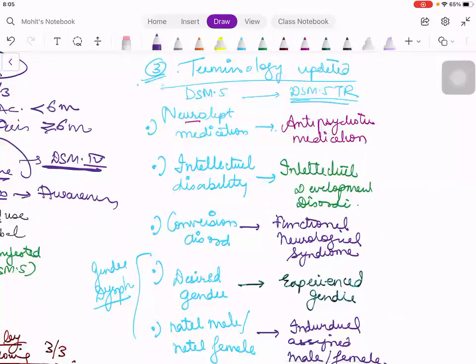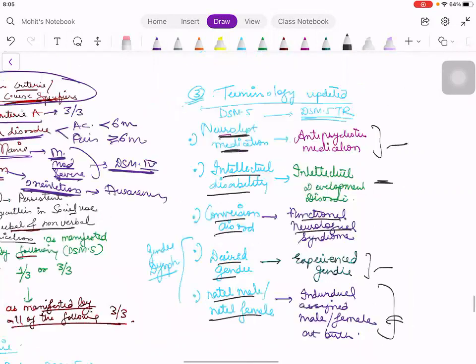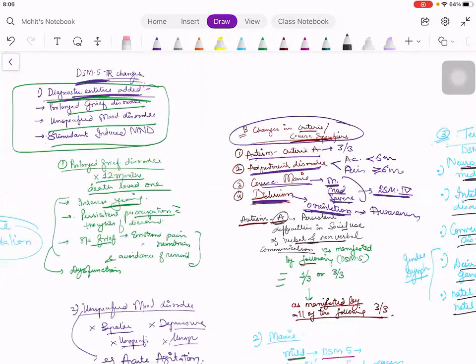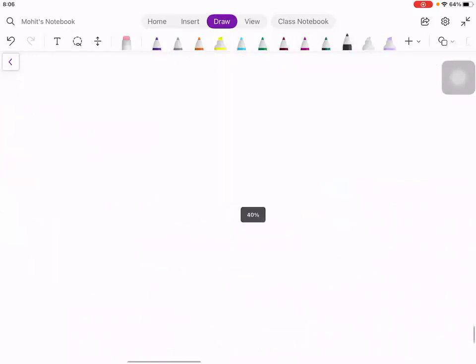So the terminologies updated are neurolept medication is now antipsychotic medication, intellectual disability with intellectual developmental disorder, conversion disorder with functional neurological syndrome, desired gender with experienced gender, and natal male or natal female with individual assigned male or female at birth. Right. So these are the main changes that have been defined in DSM-5 TR. Adding of diagnostic entities, changing the criteria or core specifier, and terminologies updated. Right. Now just a very short quick review of changes in DSM-5 TR.